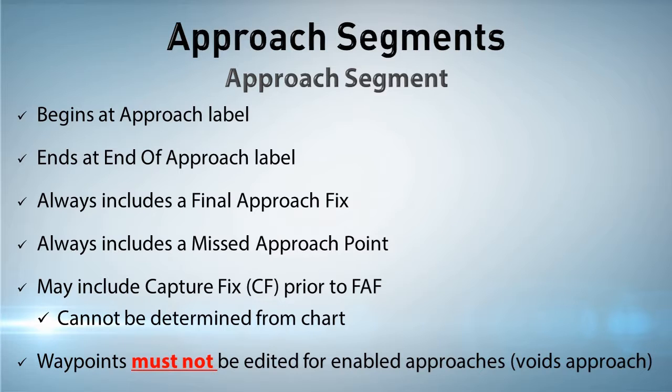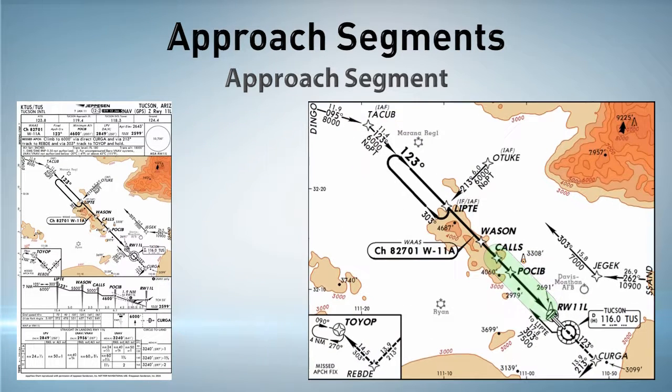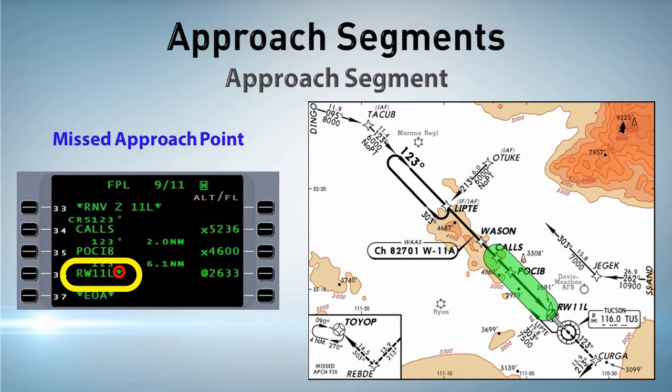If you violate this rule, the only way to repair it is to go back into the flight plan and re-enter the approach. Here we have the approach segment for the RNAV approach into Tucson 11 left, the approach label, and the end of approach label. Following the approach label, the capture fix begins the approach, followed by the final approach fix. And here is the missed approach point, which ends the approach. Notice the asterisk after RW11L. This is an overfly point.